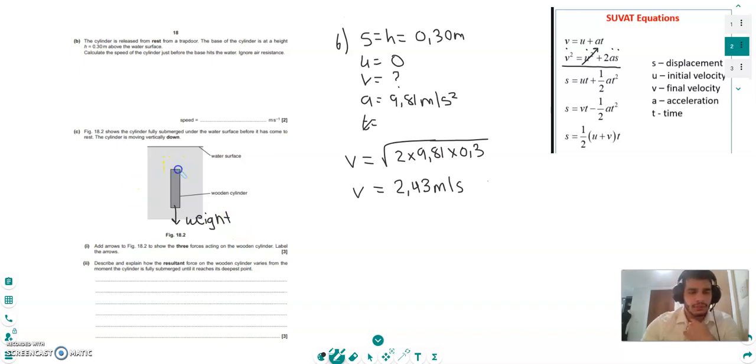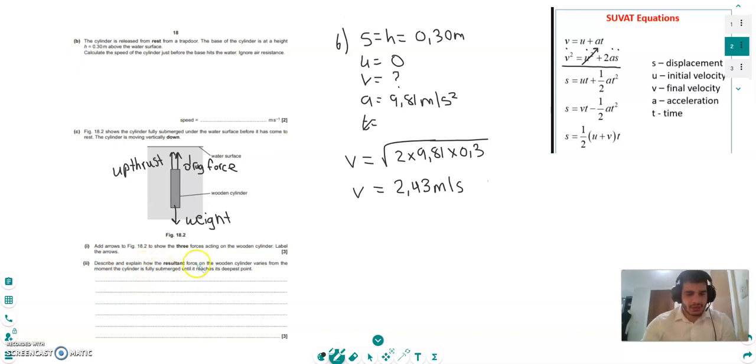Okay, and in an upward direction, we're going to have 2 forces. One is the force acting from the water on the object, known as the buoyancy force, or we can write it down as upthrust. And the second one would be the drag force. So, 3 forces.